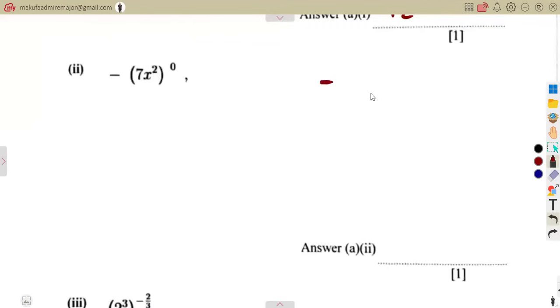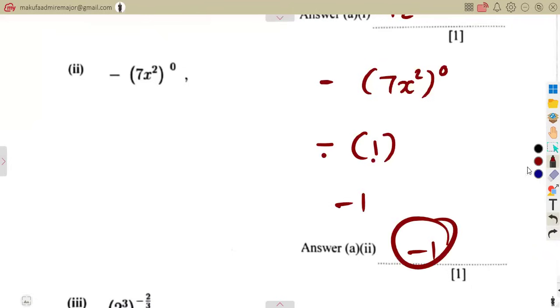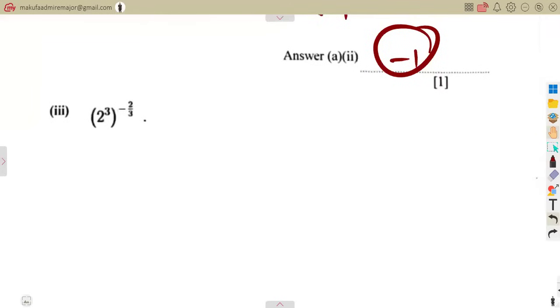All right, it's negative 7x squared to the power of 0, like this. So remember, any number to the power of 0 is a 1. So negative times 1 will give us negative 1 at the end. So the answer there was going to be negative 1.